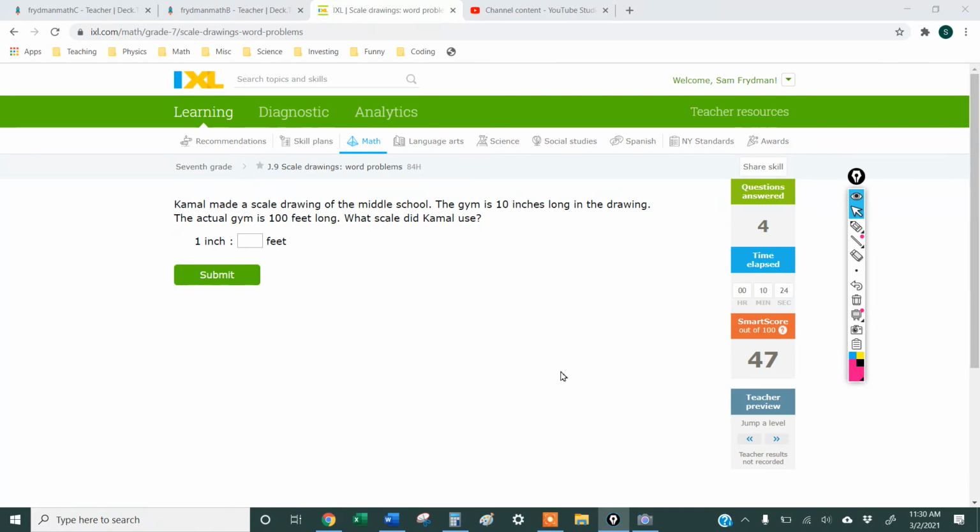Here's another kind of problem we haven't done in a while. I think the first problem we did was like this, but I'll just do it again. 1 inch corresponds to how many feet? Okay, well, I know that the gym is 10 inches long in the drawing. Actual gym is 100 feet long. So I'm going to put inches over inches when I'm using this strategy here, and then 100 feet over there. All right, so I'm consistent here.